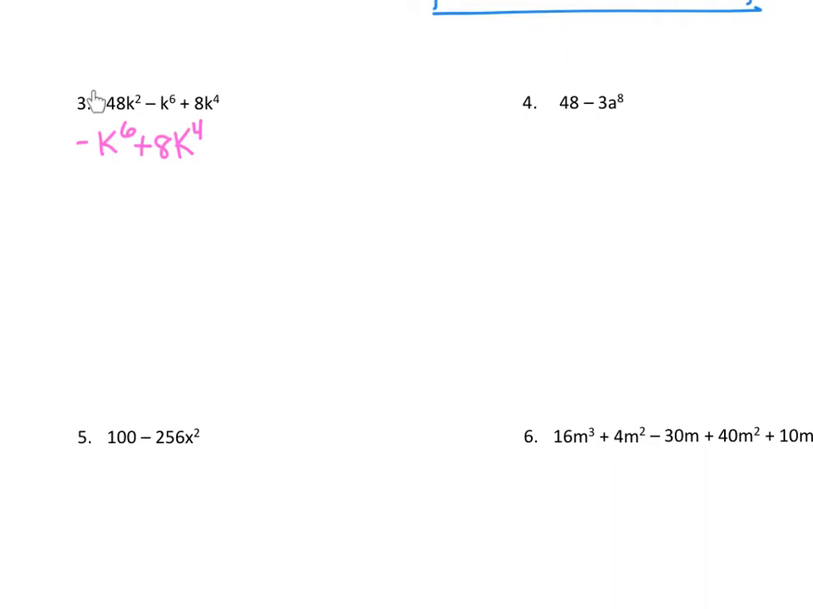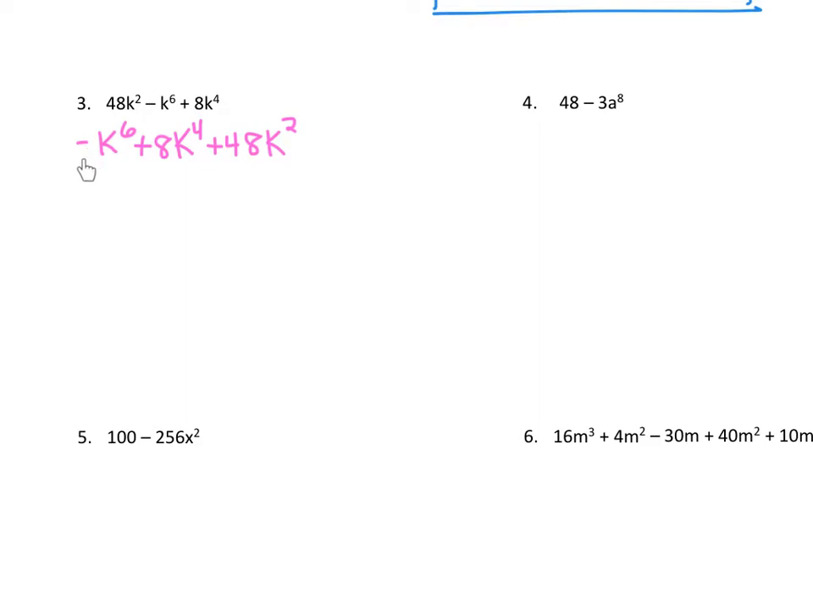And then we have our positive 48k squared. Okay, so we're rearranging these so that the exponents go from the highest number to the lowest number. We want them in descending order. All right, now if you look here, the only thing we can factor out is k, since they all contain k's. k squared is the one with the smallest exponent, so we're going to take out a k squared. But in addition to that, it'll make your life so much easier.